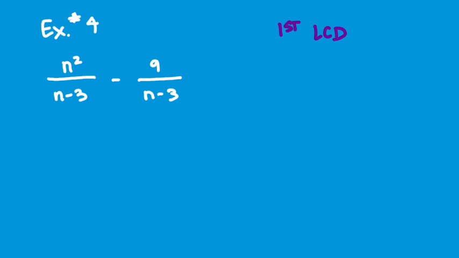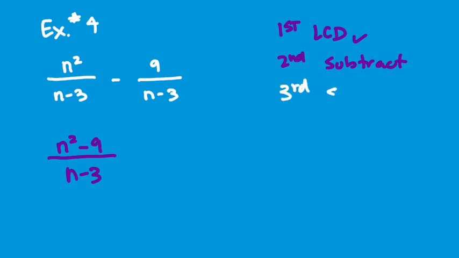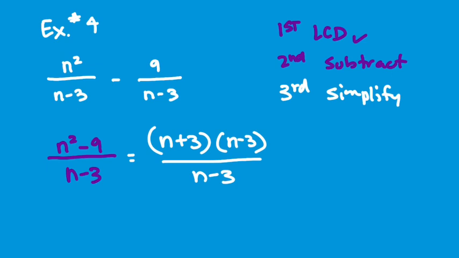Let's take another look at number 4. On this one, I have n squared over n minus 3 minus 9 over n minus 3. Again, it has a lowest common denominator already, so all we have to do is subtract. The numerator is n squared minus 9, and we just put it over our LCD. Now, to simplify, we should see that the top is a difference of two squares. So we do n plus 3 times n minus 3, and we cancel out the n minus 3, and our final answer is n plus 3. Lots of fun, right?